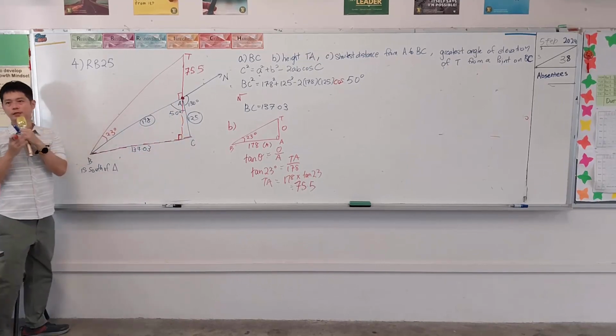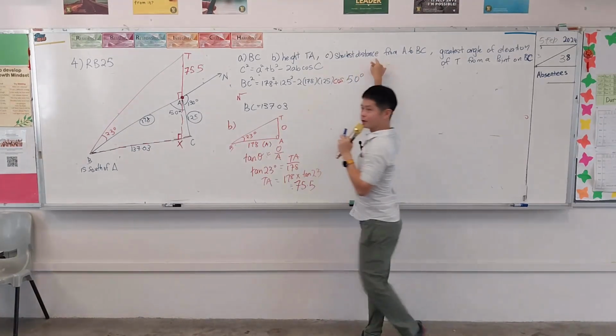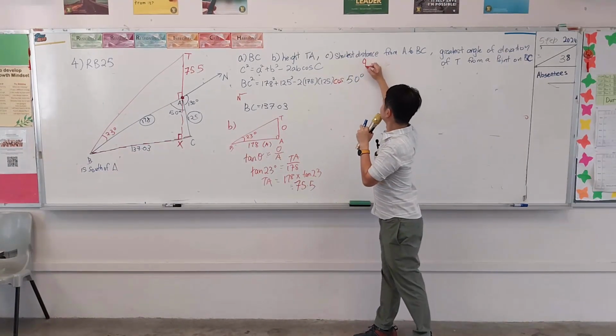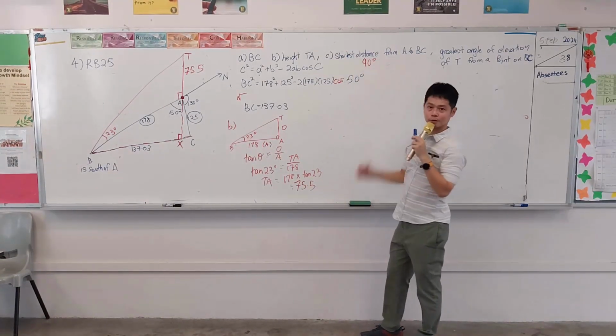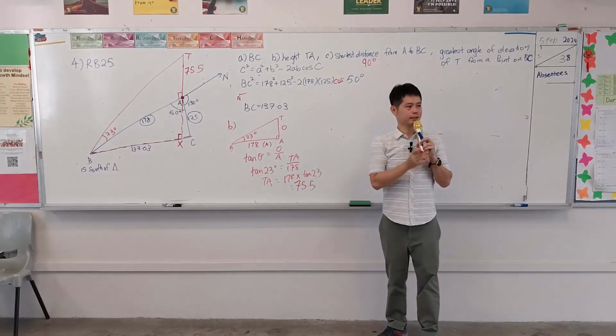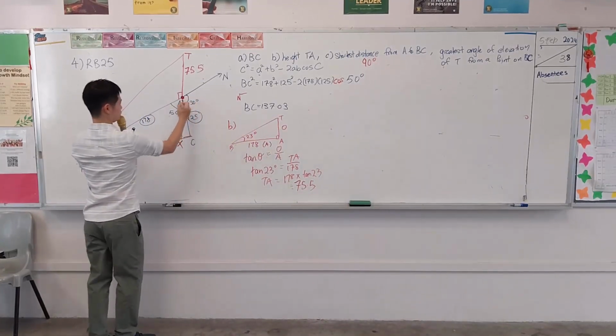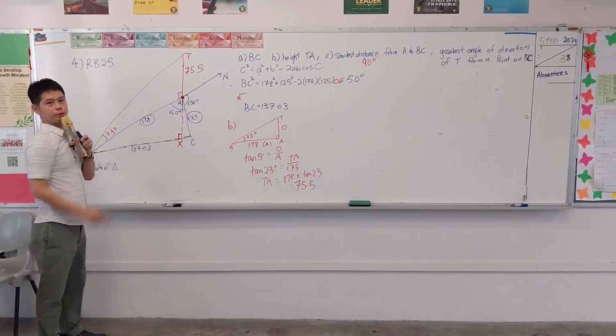The shortest distance will be this length. The shortest line is always 90 degrees to BC. Okay, that's the short story. The shortest line from here to here is always a 90 degree line.